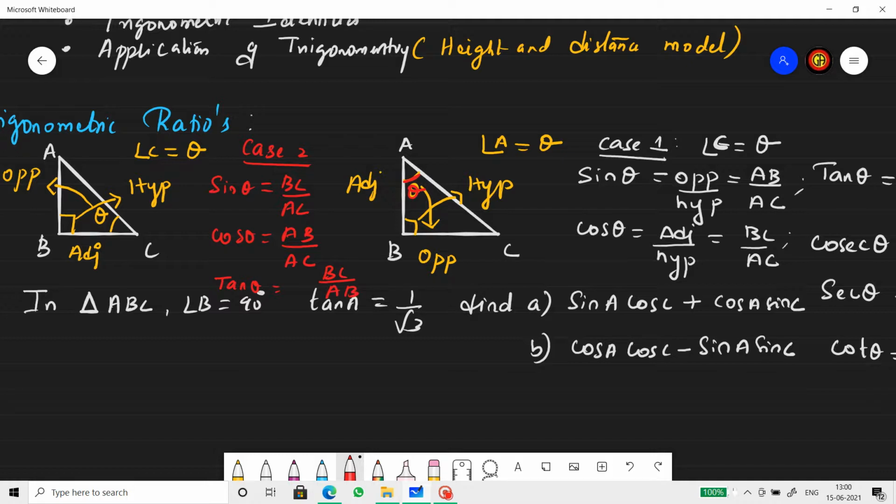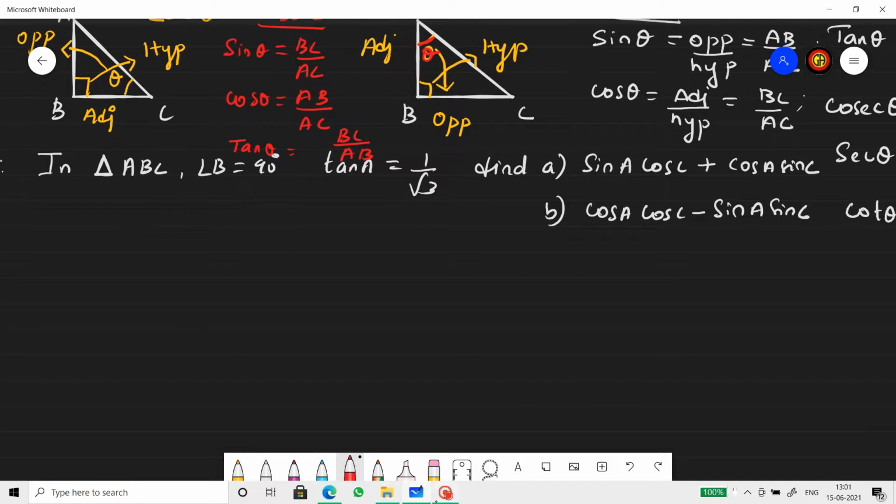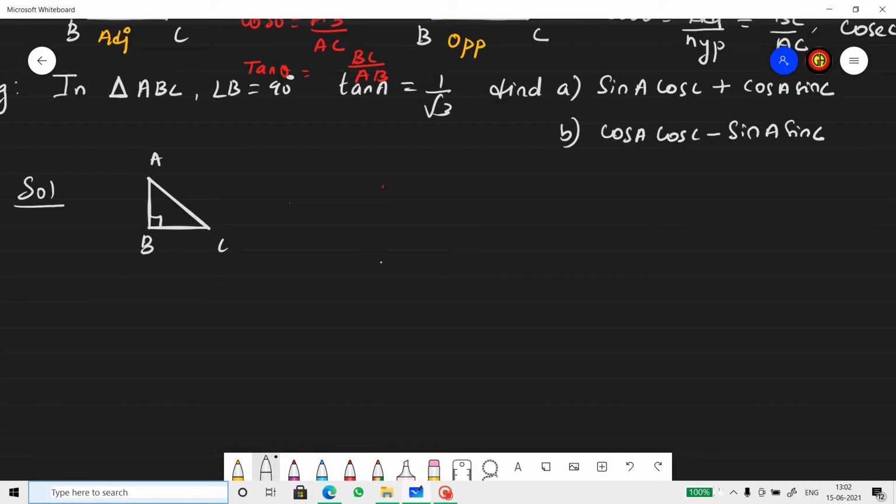So the most important part is to understand where the theta is. Based on that, the opposite and adjacent sides will change. Alright, so these are the trigonometric ratios. Now I've picked a sum to understand this better. I've taken a question to help you understand this concept better.